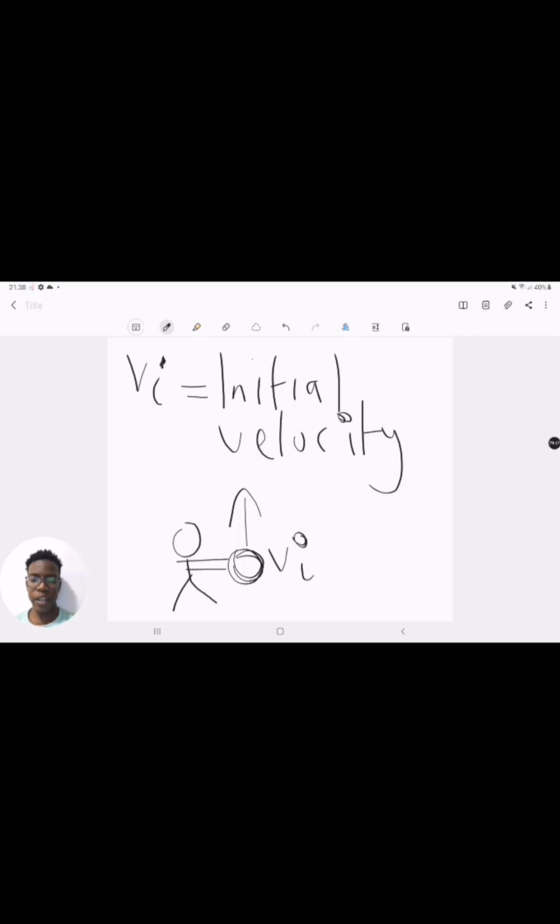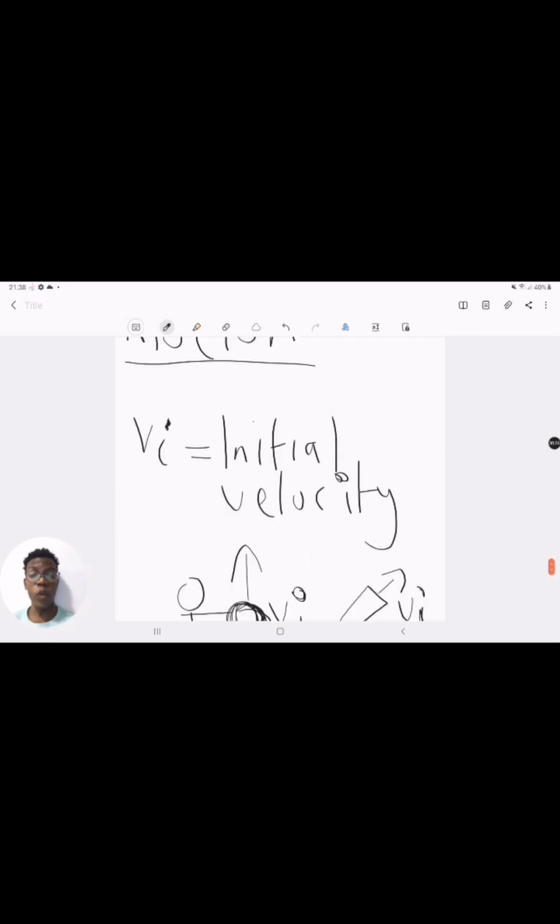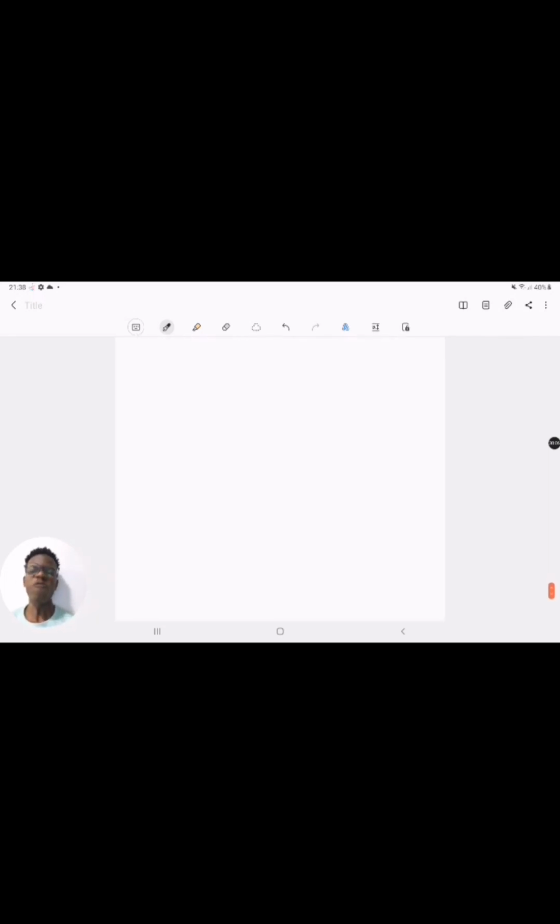So just in the instant that the ball is leaving the person's hands, or just in the instant that a bullet is leaving the barrel of a gun, right? Just in that instant, the very first instant, that's where you have your initial velocity. Okay, now that is one parameter of your equations of motion. You've got initial velocity, then you've got what we call a final velocity, right? You've got a final velocity.